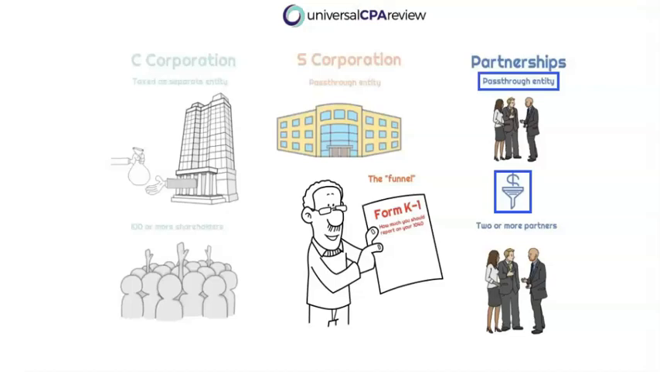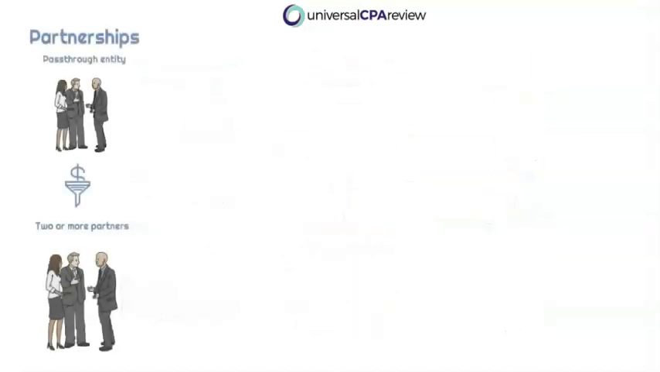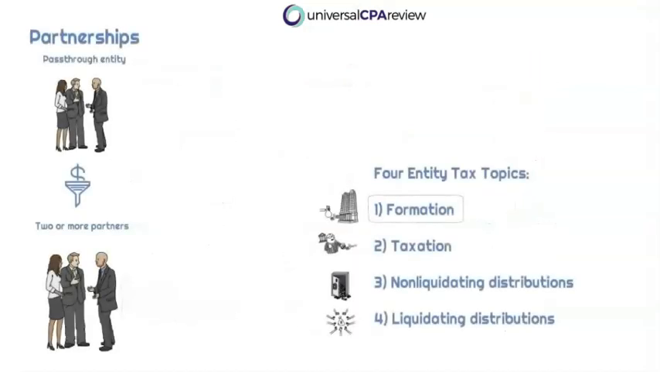Okay, so by now we must remember that it is only C corporations that will be double taxed. Okay, so just like our other entities, we have four major components, and those are going to consist of the formation, the taxation, and how distributions will be recorded for partnerships, right? Those non-liquidating and liquidating distributions. So just to stay consistent, as we started with the formation of our other two entities, we're going to do the same with the formation of partnerships.